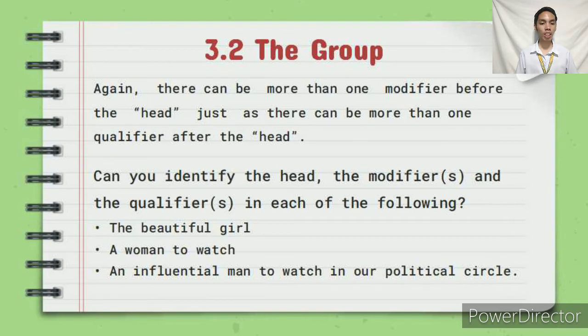Lastly, an influential man to watch in our political circle. An influential is the modifiers, man is the head, and to watch in our political circle are the qualifiers.